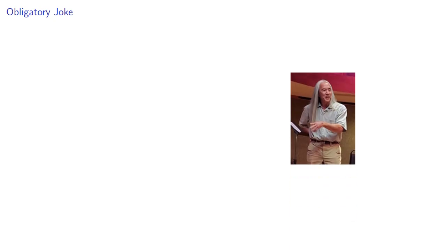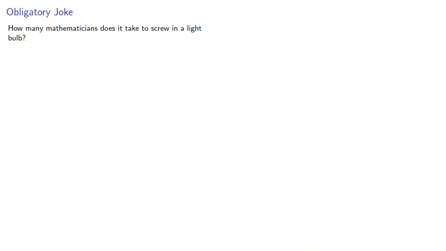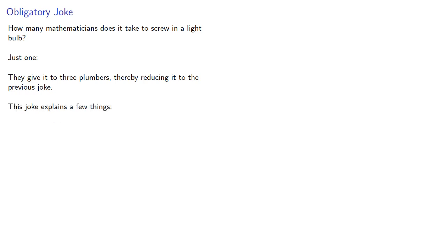At this point, an obligatory joke. How many mathematicians does it take to screw in a light bulb? Just one. They give it to 3 plumbers, thereby reducing it to the previous joke. This joke explains a few things. First, why HBO isn't returning my calls, and second, how mathematicians approach problems.